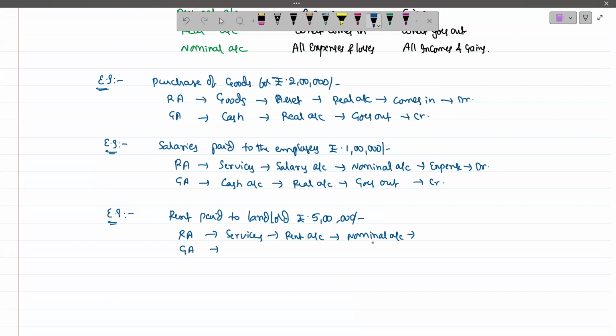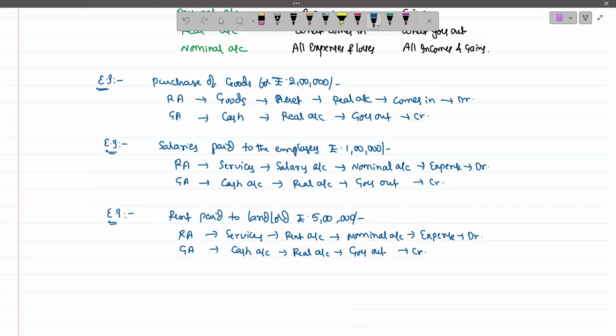And what is the rule for nominal account? All expenses and losses are debited and all incomes and gains are credited. Here the rent is an expense, so that account is debited. And the giving aspect is nothing but what? Cash. Cash is a real account. And what is the rule for real account? Debit what comes in, credit what goes out. Here cash goes out of the business, so that account is credited.